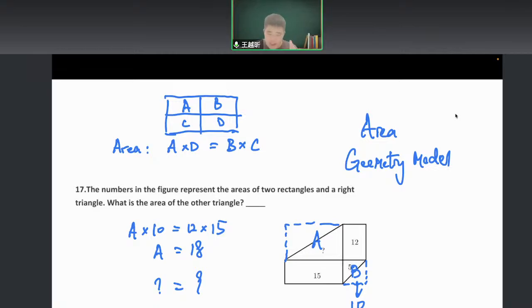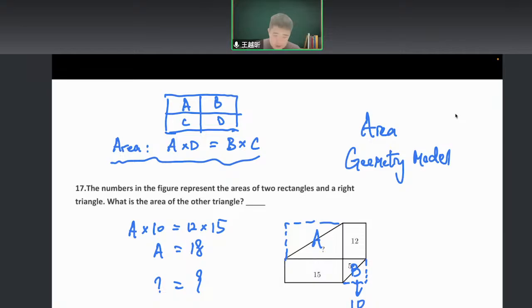So this is a conclusion that is very useful. You can try to remember this model. This model will be very useful if you want to try the TASMO. Alright, so move on.